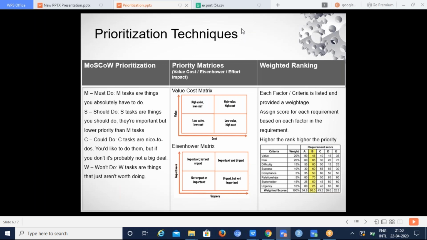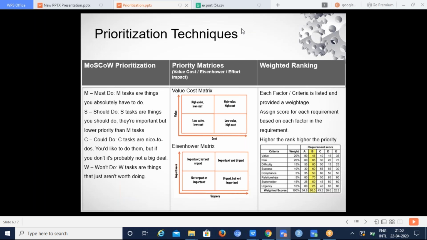Now let's go ahead with the prioritization techniques. We have n number of prioritization techniques. However, I have selected 3 prioritization techniques that are key and that have been used in most organizations. So the first technique is MoSCoW prioritization.